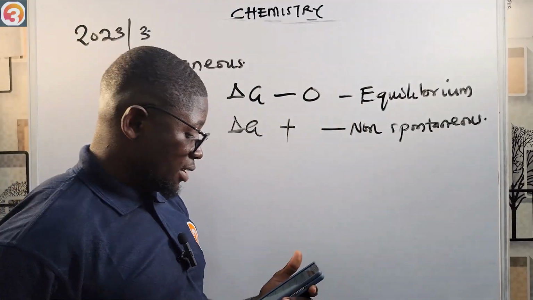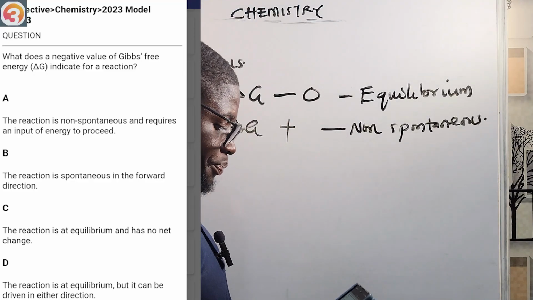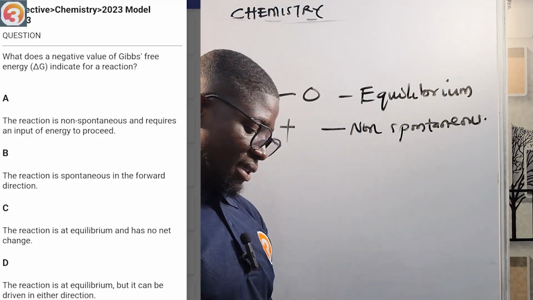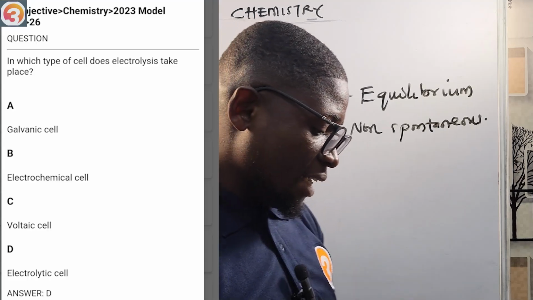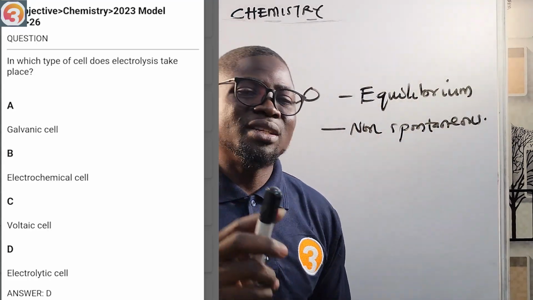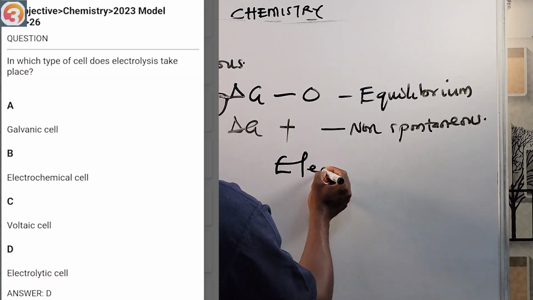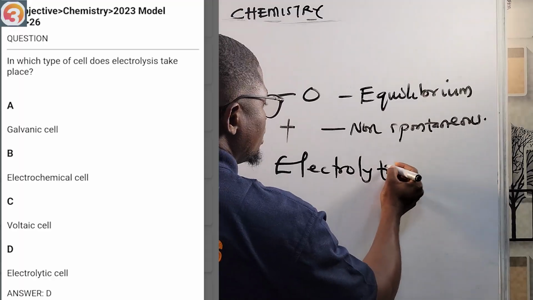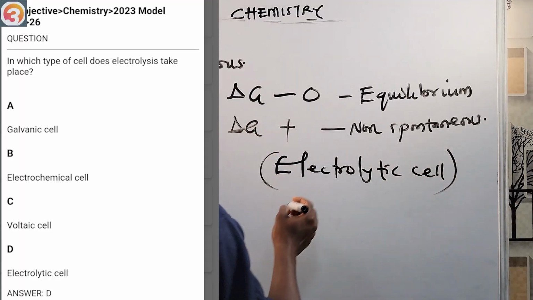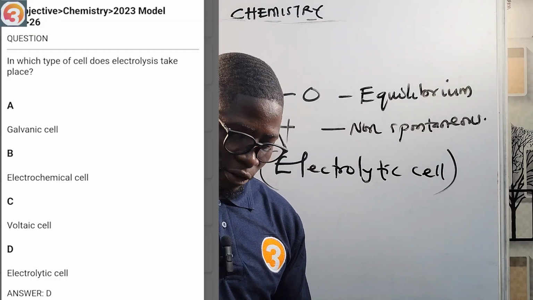Now let's see another question. This is a 2023 question number 26 being displayed right now. They say, in which type of cell does electrolysis take place? Please know that electrolysis takes place in an electrolytic cell. That's where electrolysis takes place. Please take note of that.